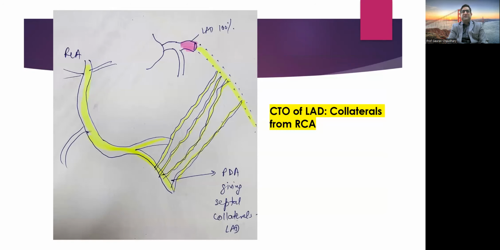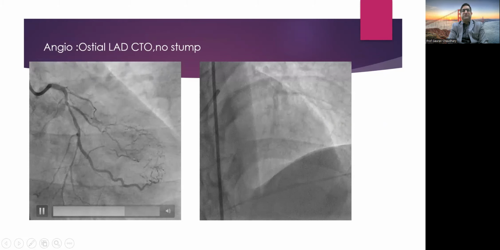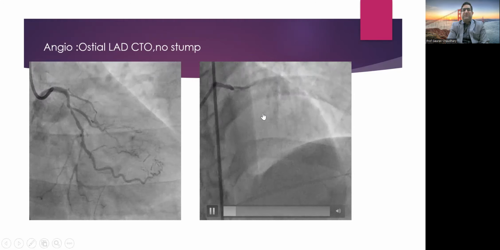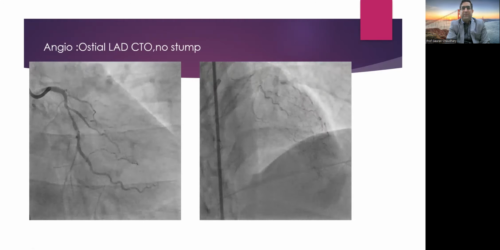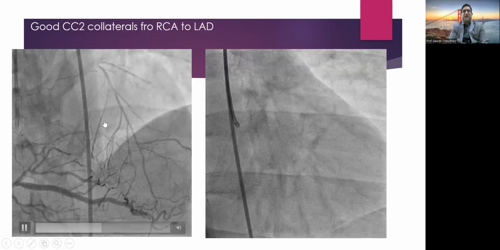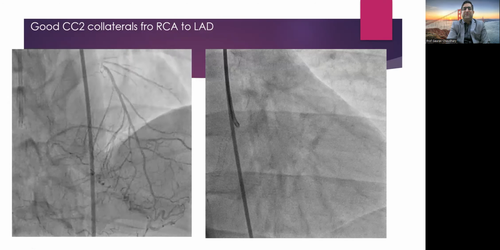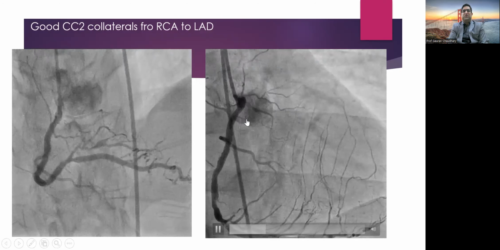Once we are analyzing this CTO of the LAD, the collaterals from the RCA should be assessed, whether they are septal, epimyocardial, or epicardial. In this particular case, the septals are coming from the PDA and supplying the occluded LAD. This is a case where we see a flush occluded ostial LAD and we don't see any flow. The post-PCI, post-stented right coronary artery is giving good collaterals, mainly septal collaterals from the PDA to the LAD. We can see this in two views.